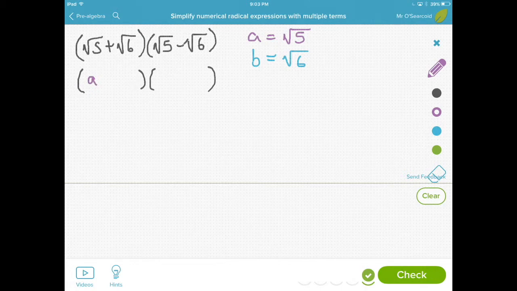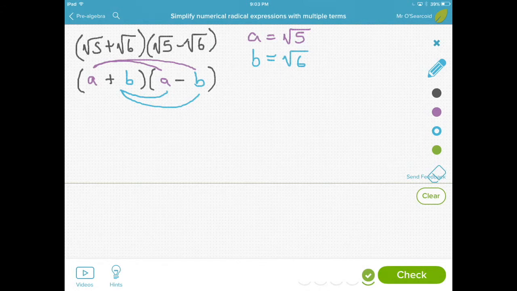Okay, so we've actually got an a and a b, and an a and a b, and an a plus b and an a minus b. Remember your distribution rules, right? Remember how you've got to multiply this a times this b, and then multiply this b times this a, and this b times this b.